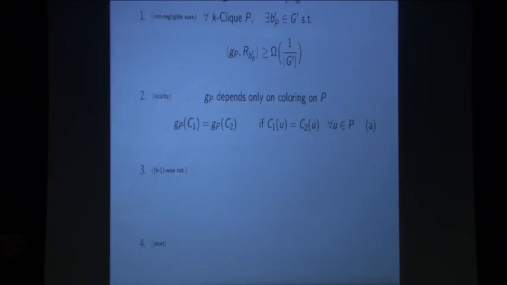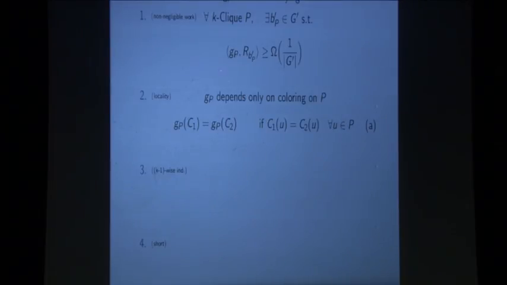So if two colorings color the vertices of the graph, and they agree on the clique P but can disagree outside, assigning different colors to vertices outside of P, then if they agree on P, the vector has to return the same value. This means that the vector depends only on colorings on P. Okay, it's local to P.